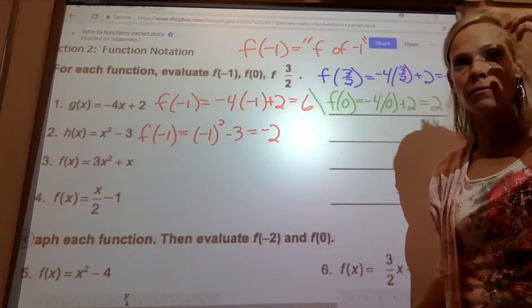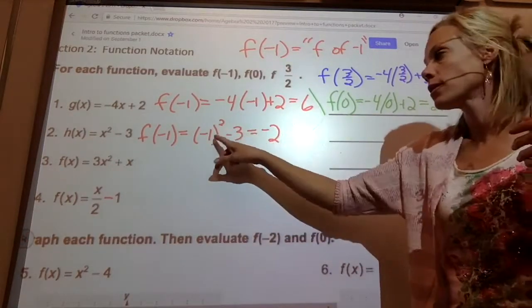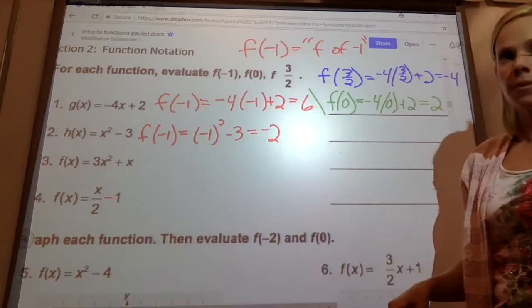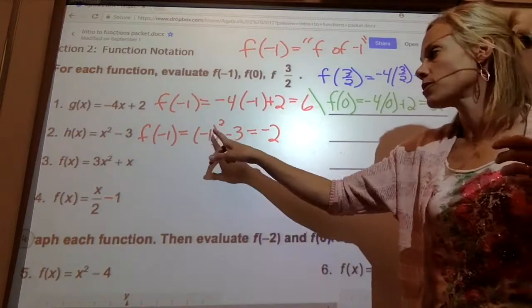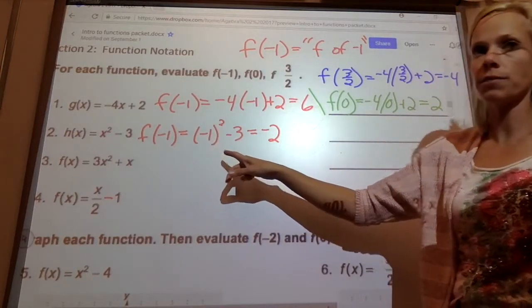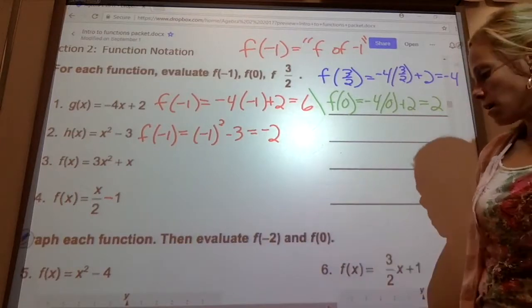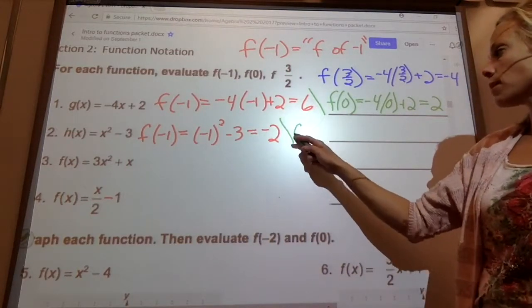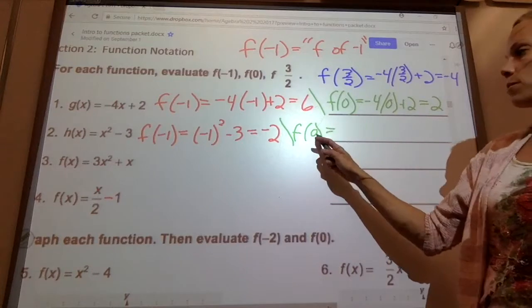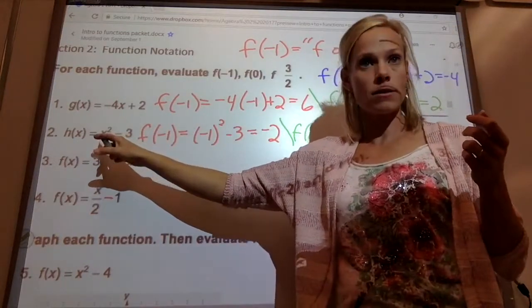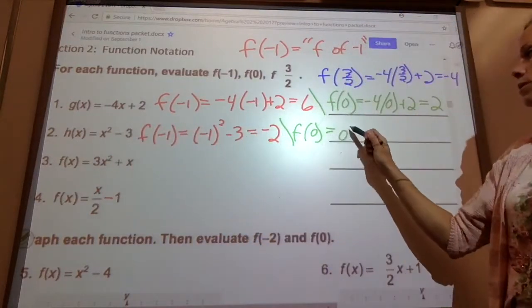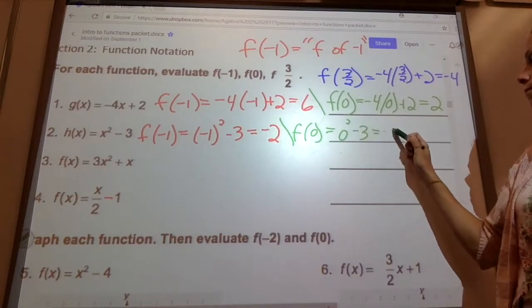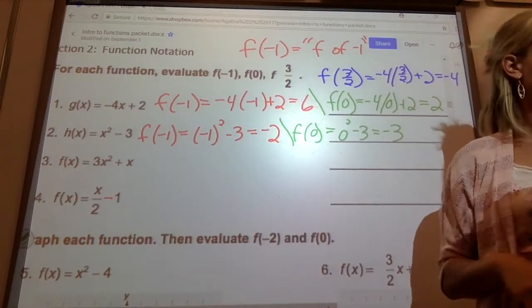Did you put parentheses around the -1 when you squared it? Because if you don't put parentheses in your calculator, it'll give you a -1. Then f of 0. So f of 0 means put 0 in for x and solve it. So 0 squared minus 3 is -3.